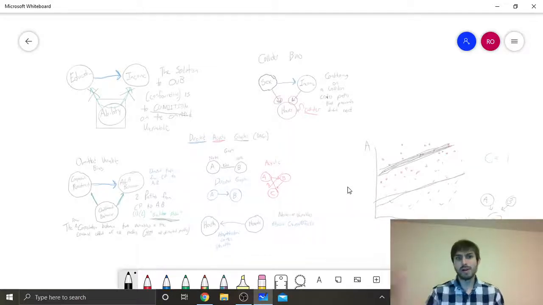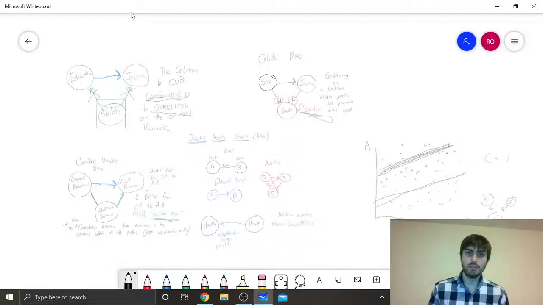We'll talk more about what exactly conditioning is in 2 weeks when we talk about multiple regression. But for now, it can help you to draw out your graphs and figure out, okay, what are my confounders? What are my colliders? And that'll help you know what I'm going to control for.